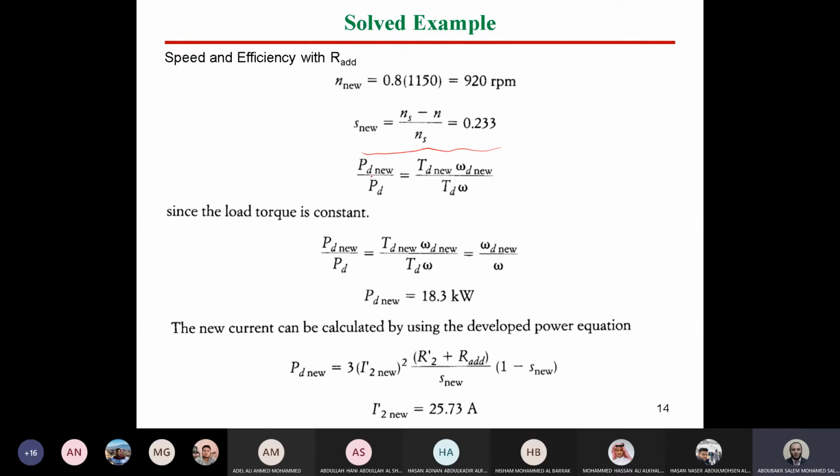We need now to calculate the second case after adding resistance. So we can say P developed new over P developed equals torque developed new multiplied by omega new over torque old multiplied by omega old. This is because you know P equals torque multiplied by omega. So now we have constant load torque, which means TD new and TD are equal. So we can say power new over power old equals omega new over omega old.